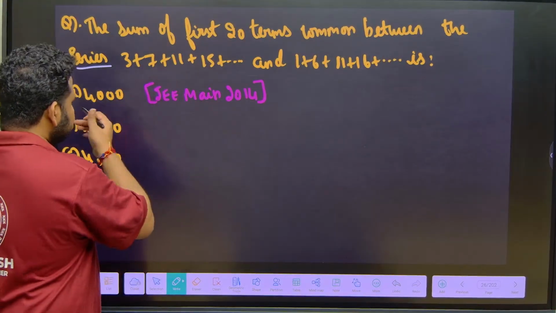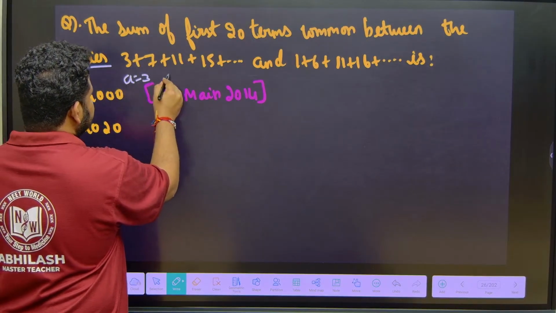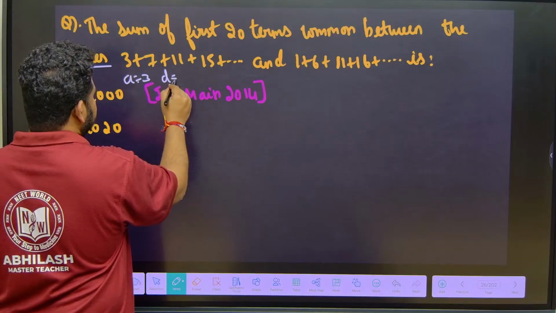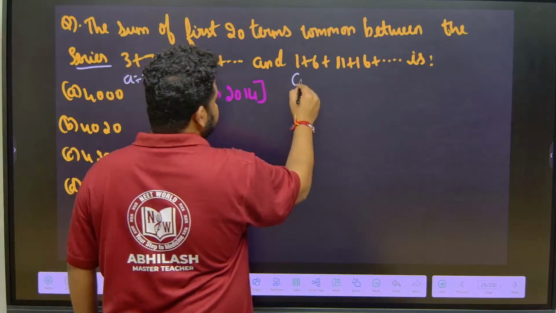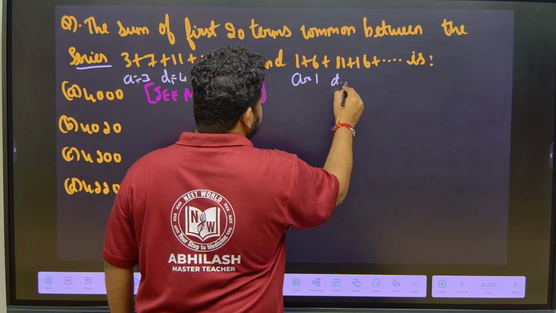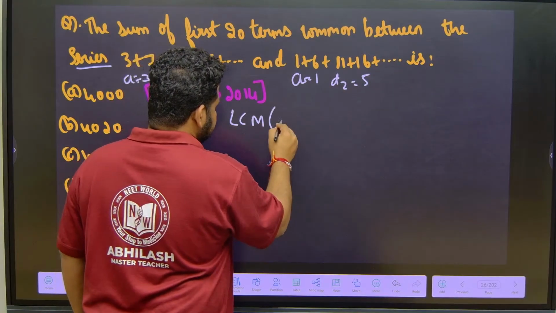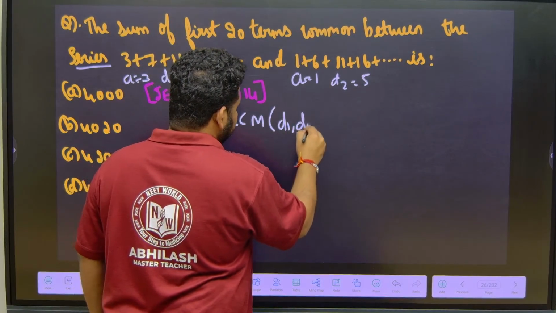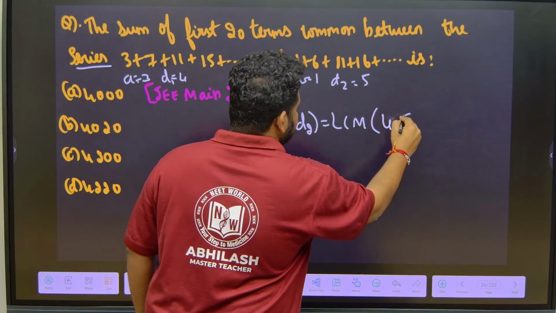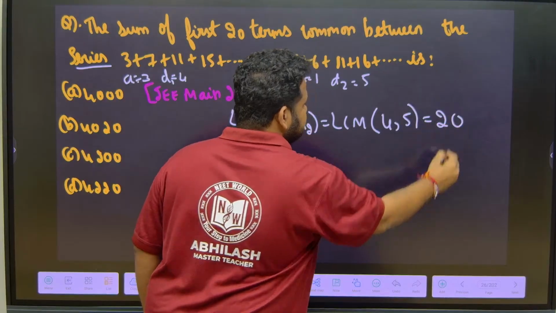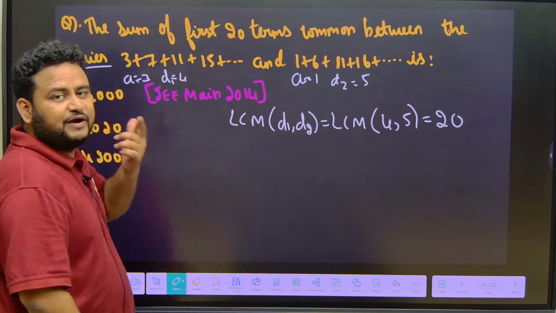So if I talk about this AP, here A is 3, and D is D1. Let me write it as D1. D1 will be 7 minus 3, this will become 4. Here A is 1, and common difference D2 is 6 minus 1, that is 5. So I have to first find the common difference, that is LCM of D1 and D2, which is LCM of 4 and 5. LCM of 4 and 5 is 20.